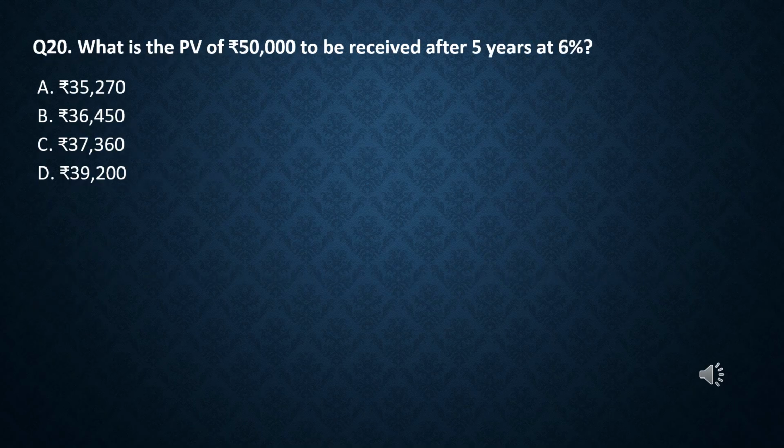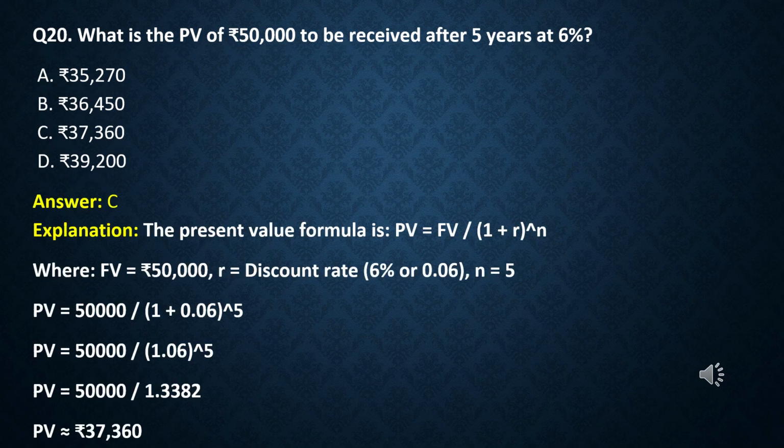Next question. What is the present value of 50,000 to be received after 5 years at 6%? Correct answer is option C, 37,360. Formula is present value equal to future value divided by (1 plus r) whole to the power of n. Now substitute all the values in the formula. Now we will get 37,360 as the answer.